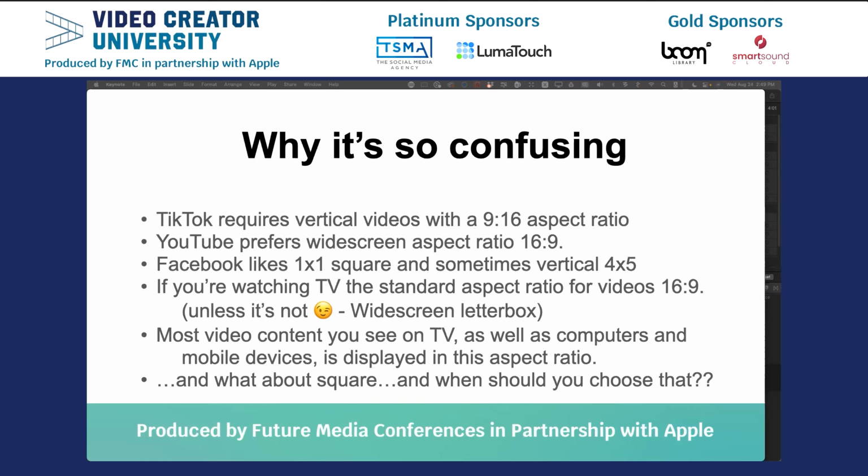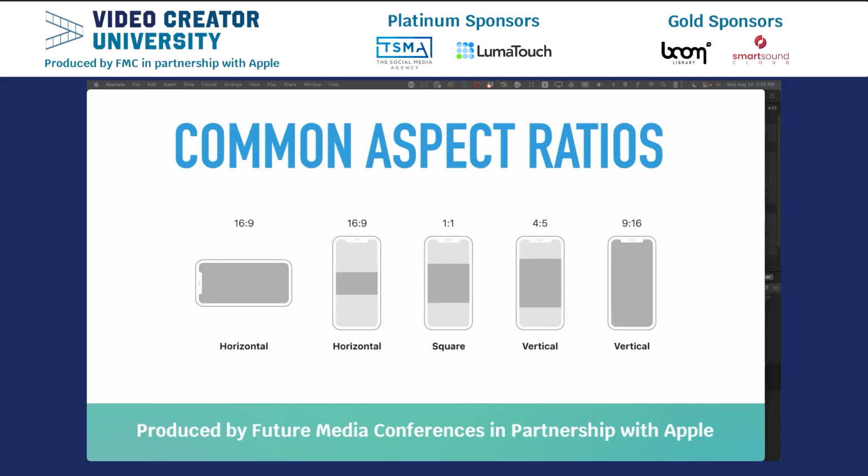Okay. And what about square? When should you use that? So we have 16 by 9, 9 by 16. Facebook likes 1 by 1 square. Sometimes square is the best answer. There's also vertical 4 by 5, which isn't quite 9 by 16. And so this is some of the things that we'll discuss.